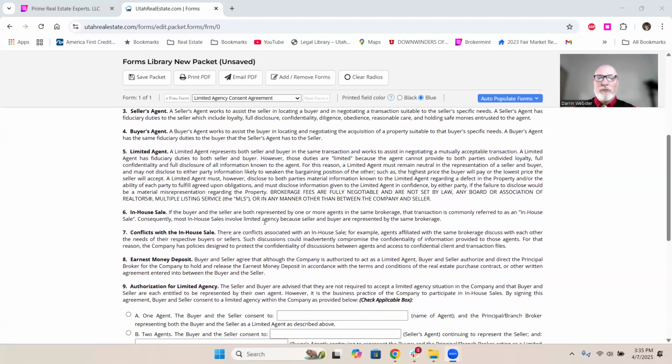Limited agency on an in-house sale. This is now where you have a listing agent at Prime Real Estate Experts and a buyer agent at Prime Real Estate Experts. They now have a deal going together. Conflicts within an in-house sale could be that these two have a working relationship and may want to do right by their co-agent, or it can be very easy for them to come together and have conversations where they may incidentally disclose confidential information or information that could weaken their position.